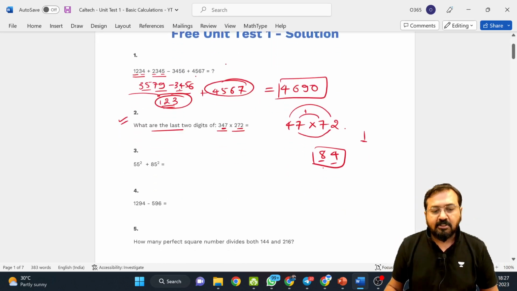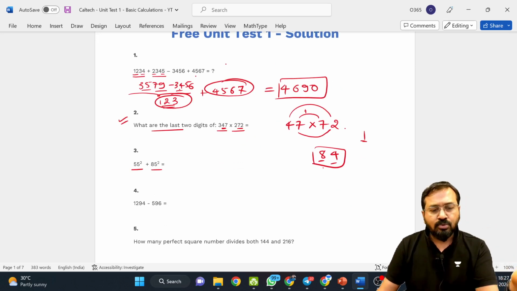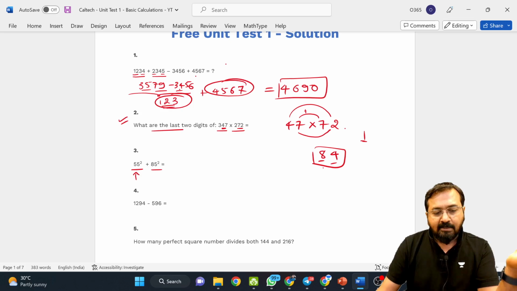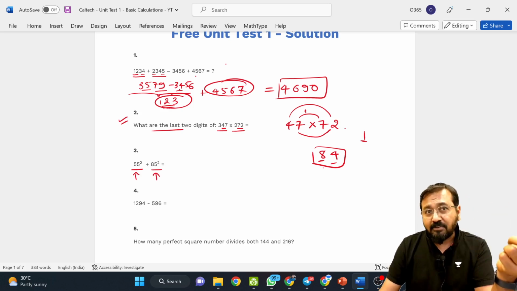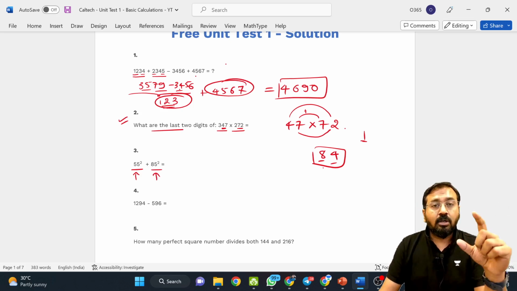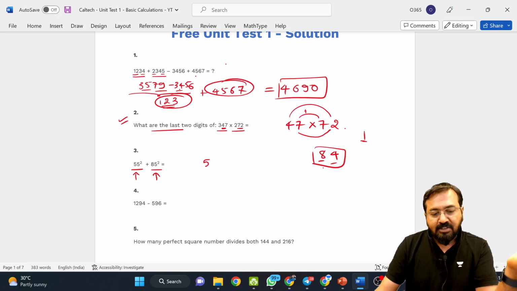Now let's take the third question. 55 square plus 85 square. So guys, we could use the base 50 method and base 100 method for this, but instead we can use the method for squares of numbers ending with 5. So 55 square: as I mentioned earlier, 5 square is 25, and 5 multiplied with the next number, that is 6, 5 6s are 30. So this will be 3025. Plus 85 square: 8 9s are 72 and 25.